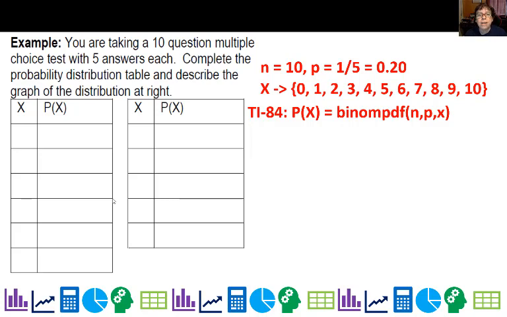And then you put in your N. It's going to prompt you for N, for P, and for X. If you have a really old calculator, it's just going to have a blank there, and then you have to know what order they go in.